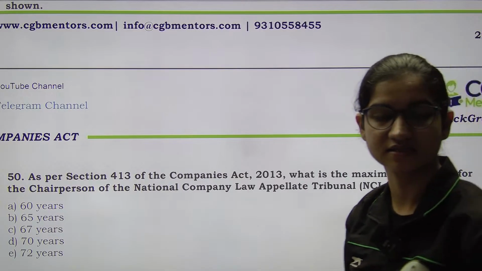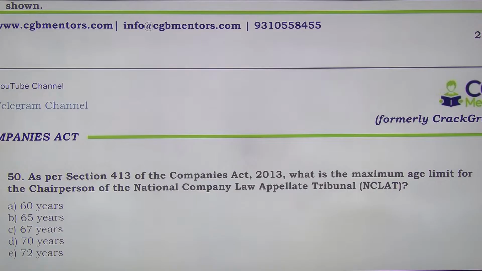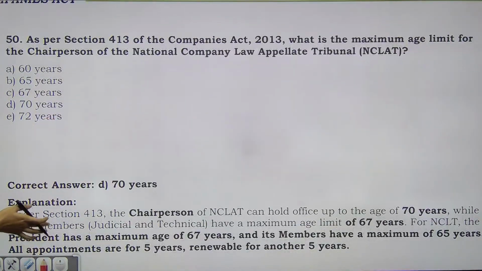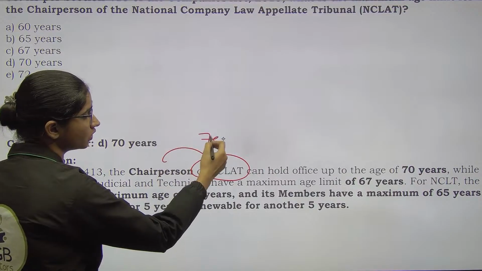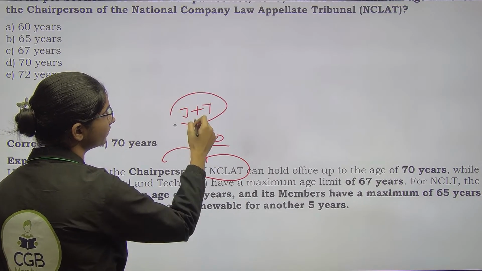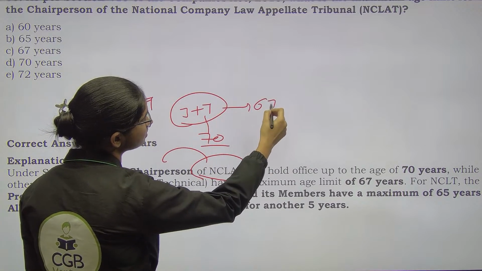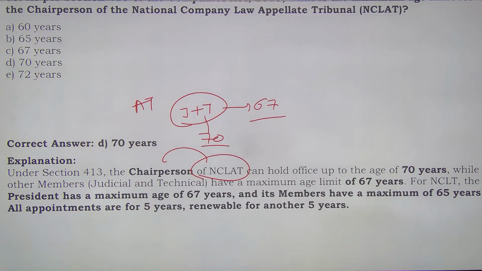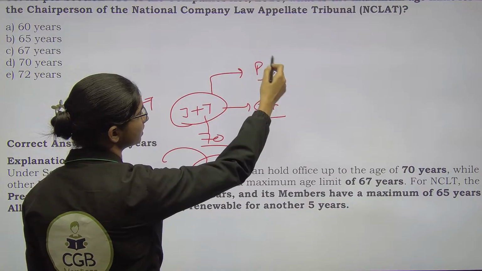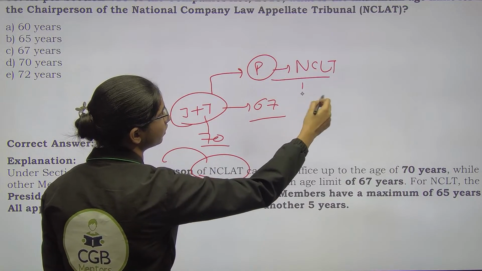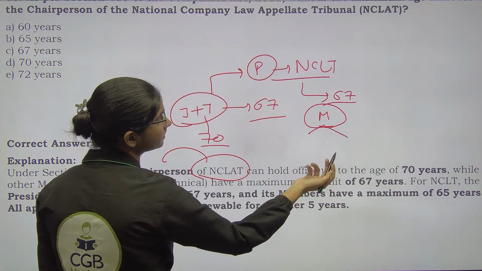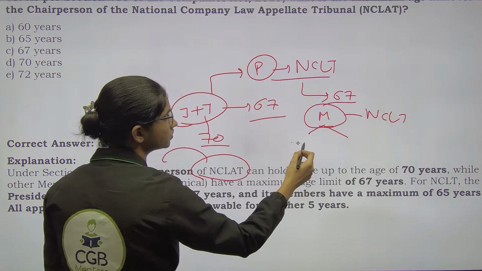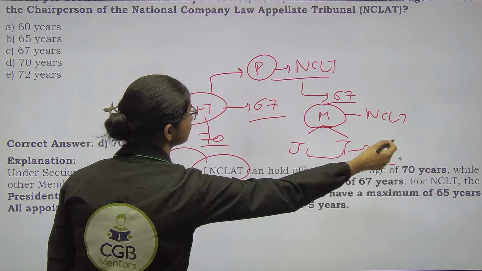Yes, Avnish is right. The answer here is 70. So for the chairperson of the appellate tribunal the maximum age is 70. Let us revise the age limits of the other people too. For the chairperson of the NCLAT it is 70 years. If there is any judicial member or technical member of the appellate tribunal, then it is 67 years, the maximum age limit. Also, for the president of the NCLT, the maximum age is 67 years. And for the members of the NCLT, whether judicial member or technical member, the limit will be 65 years. These are the maximum limits.